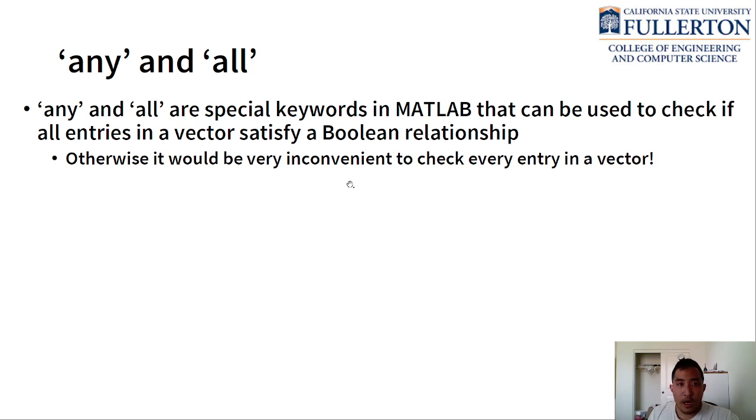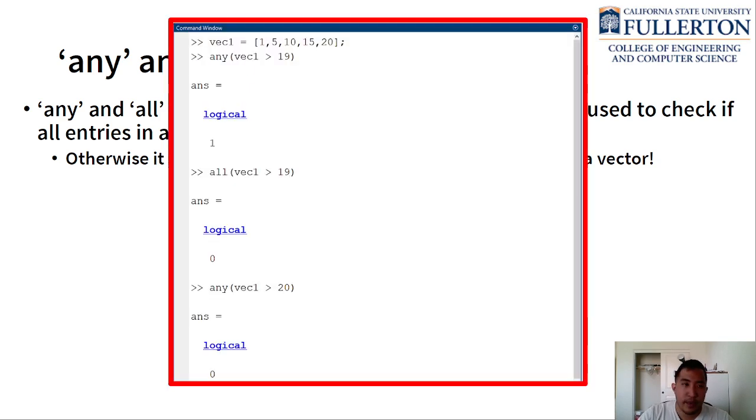Okay. Finally, let's go over a couple niche situations. And so MATLAB has these special keywords called any or all that can be used to check if all the entries in a vector or any of the entries in a vector satisfy a Boolean relationship. Okay, and so this is useful if you have a large vector of values and you want to check every single one, but it's really kind of annoying to pull them out. Okay, and so here's some examples.